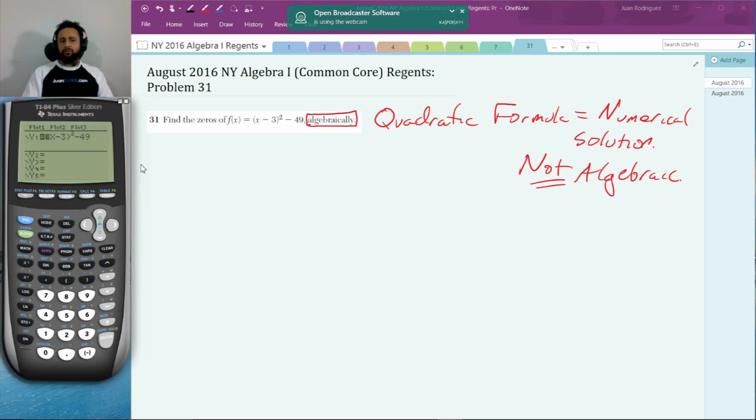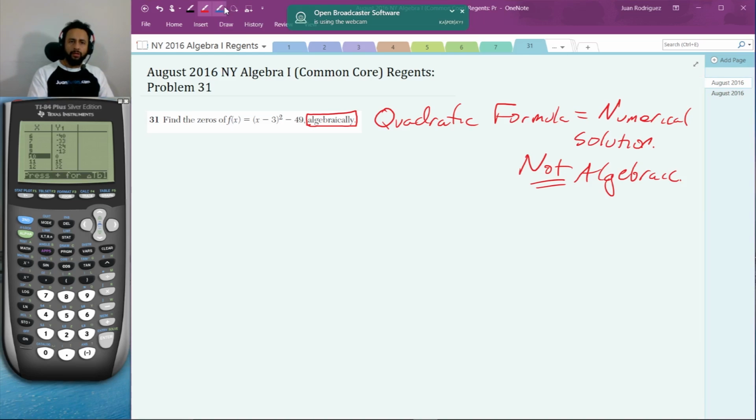So let's say we type it into our calculator, (x minus 3) squared minus 49. I wonder what the zeros are. So you do need to know that the zeros are the x values for which y equals 0. So that's what we're looking for. They're also called the roots, okay? Roots. So we can scroll and look, we're actually already at x equals 10.